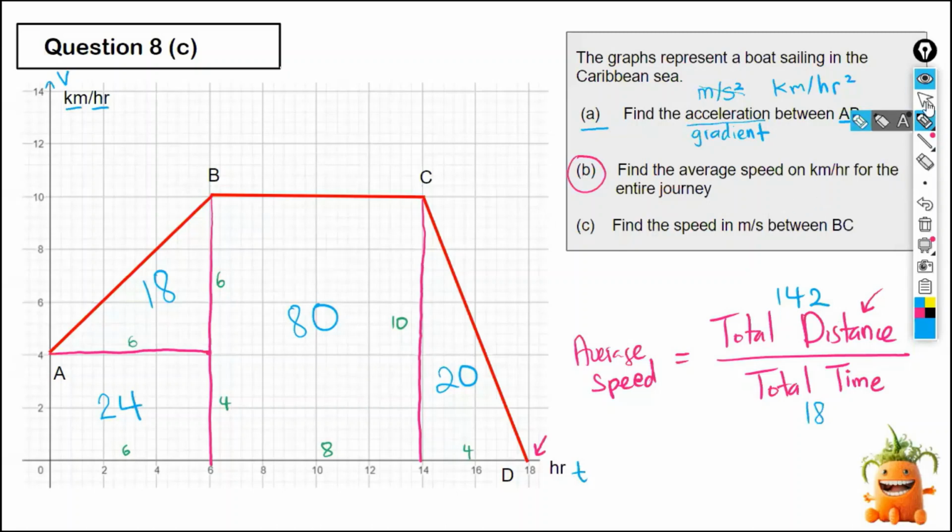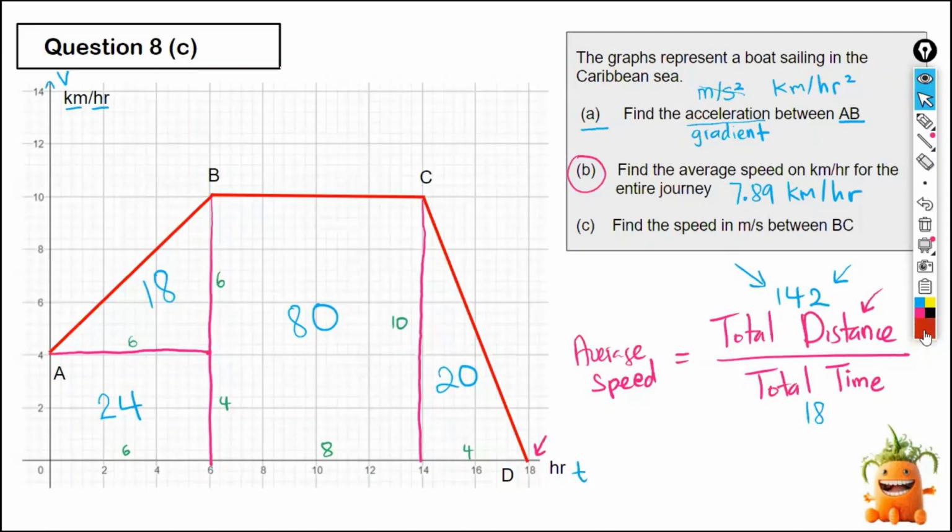So for this one here, I am getting 7.89 kilometers per hour. If anybody else disagrees with the 142, now is the time to tell me, because I do make mistakes, right? So let me know.